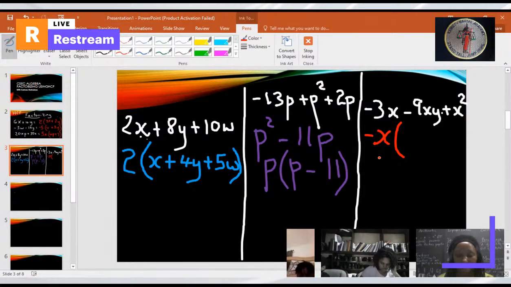Dreshawn, go ahead. Miss, it would be 3. So negative 3x divided by negative x leaves positive 3. And then miss, negative x into the negative 9xy. Miss, it would cancel out the x. So miss, it would be 9y.